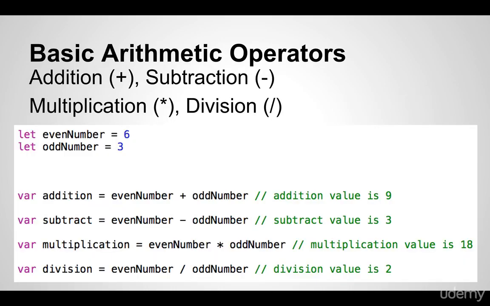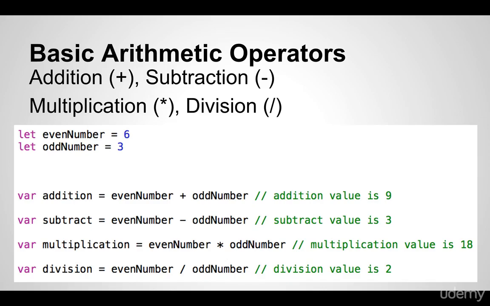Alright, next ones are the basic arithmetic operations. You're already familiar with them. This is just basic math: plus, minus, multiplication, and division. Okay, so here we have two numbers, an even number that's equal to 6, and the odd number that's equal to 3. So what do we do here? For the addition, the addition is equal to the even number plus the odd number. So obviously, the addition stores the value of 6 plus 3, which is 9.